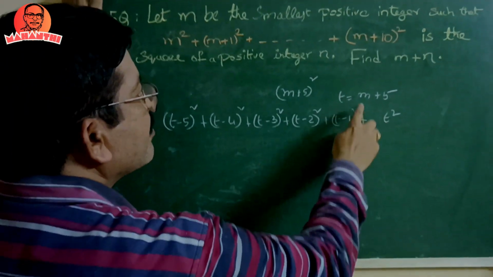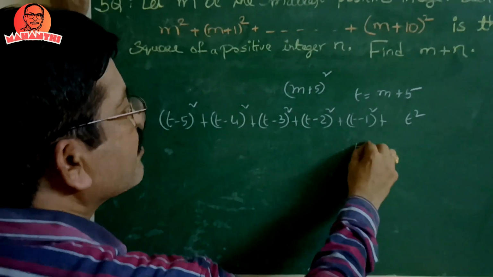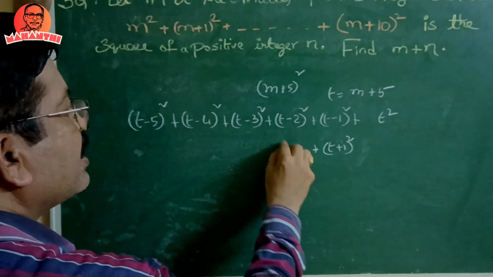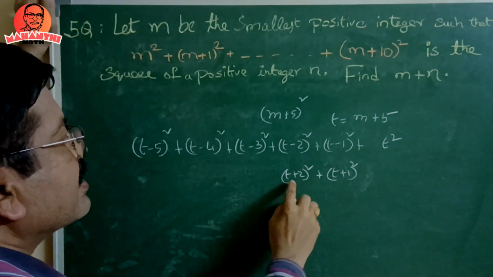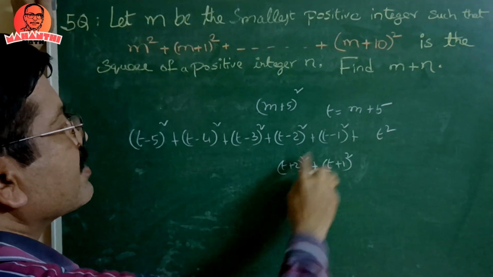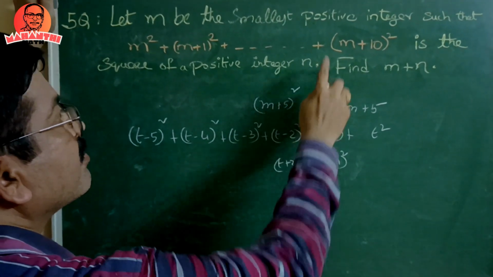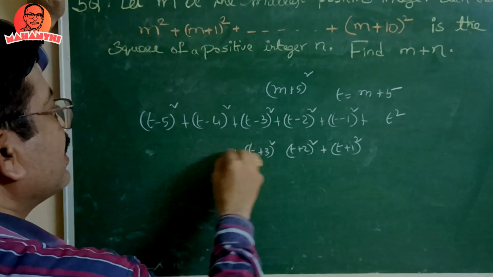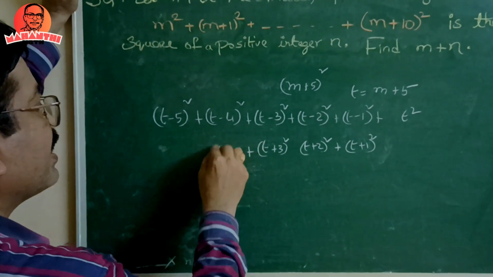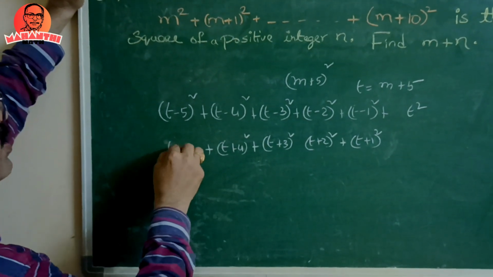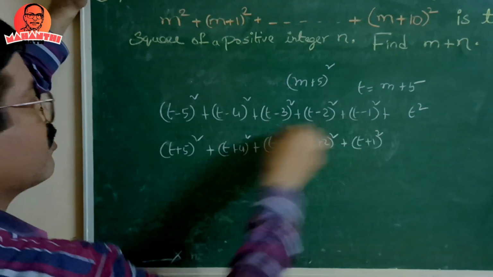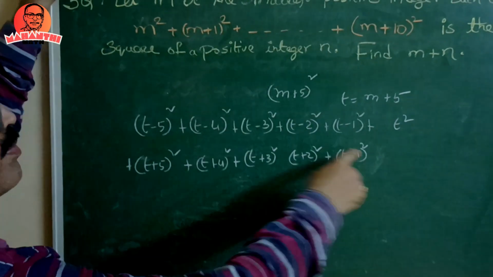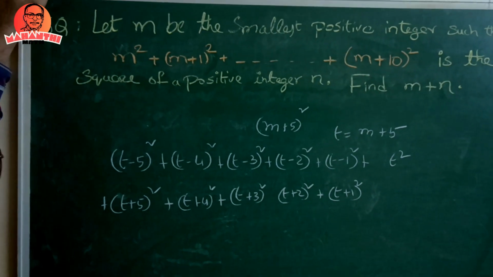Next (m+6)². Now m plus 6 is (t+1)², plus (t+2)², that is m is t minus 5, so t plus 2 means (m+7)². (m+8)² we will write like this, (m+9)² like this, (m+10)² like this. This total sequence I have written. This sum and this sum are the same, only where t equal to m plus 5.